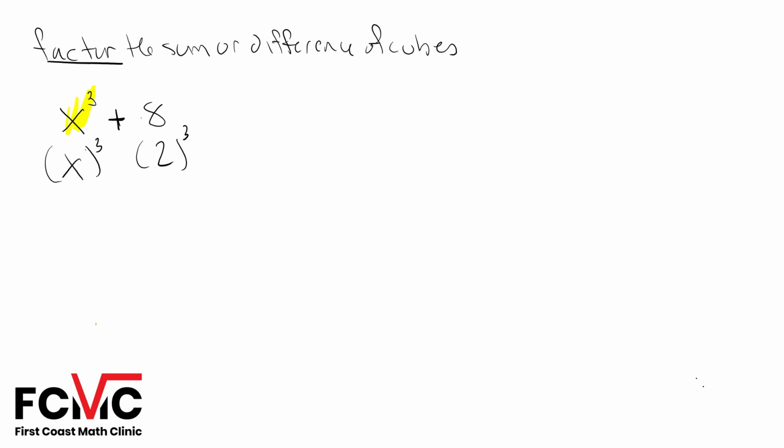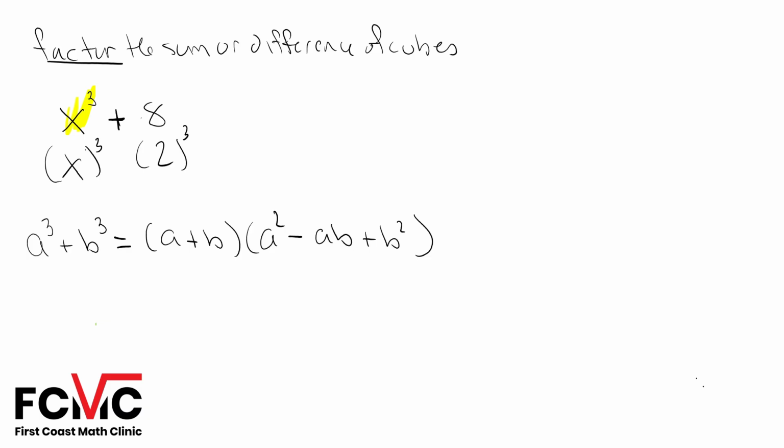Then there's one of two rules that we can use. So if we're adding, then we've got a to the third plus b to the third, and that's going to equal a plus b times a squared minus ab plus b squared. That's for our sum of cubes. If we have the difference of cubes, so a cubed minus b cubed, that's going to equal a minus b times a squared plus ab plus b squared.